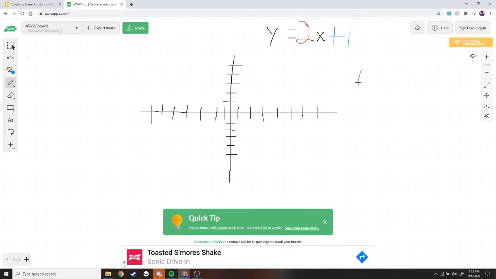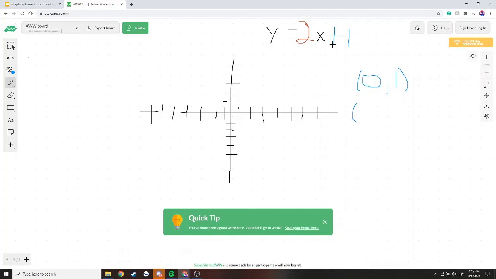That means our first point will be at 0, 1, because the b component is the y value whenever x is equal to 0, so this positive 1. Next, we have to find another point. To find another point, we choose any number other than 0, because we already plugged that in, which is simple, and then find its y value.